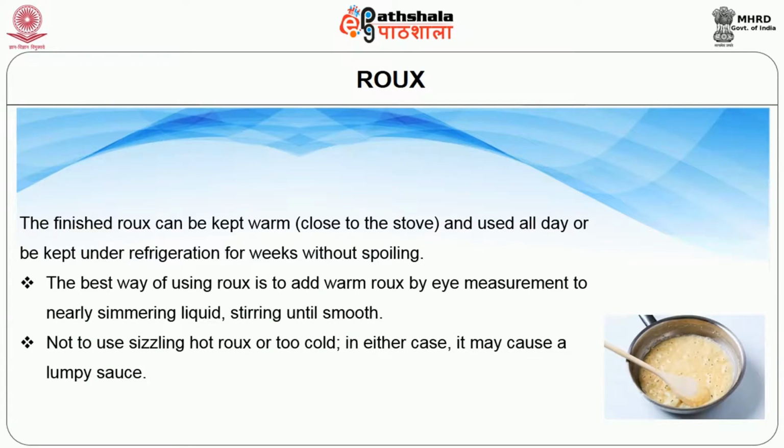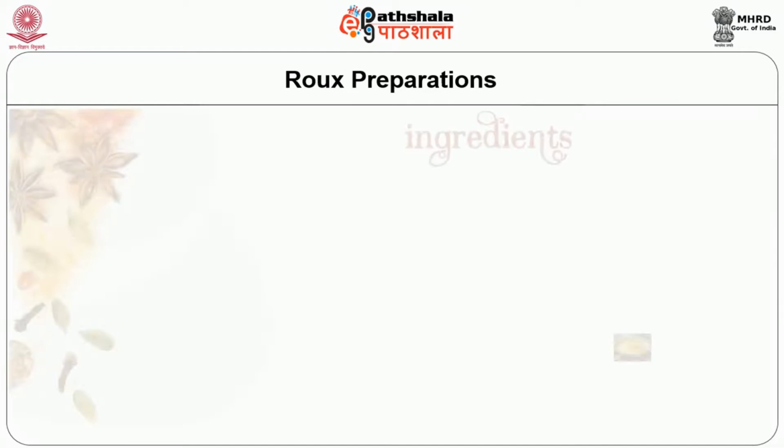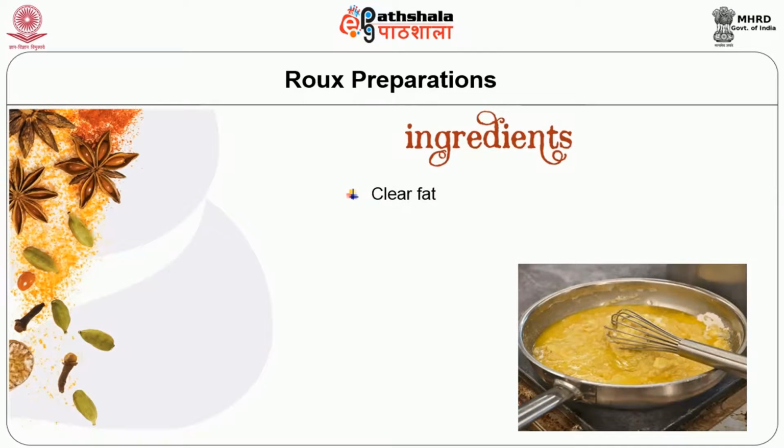The best way of using roux is to add warm roux by eye measurements to nearly simmering liquid and stir until it is smooth in consistency, and not to use sizzling hot roux or too cold roux. In either case, it may cause a lumpy sauce. Having studied briefly about the roux, now let us go deeper and study in detail about its preparation. The ingredients used in the preparation of roux are clear fat and all-purpose flour.